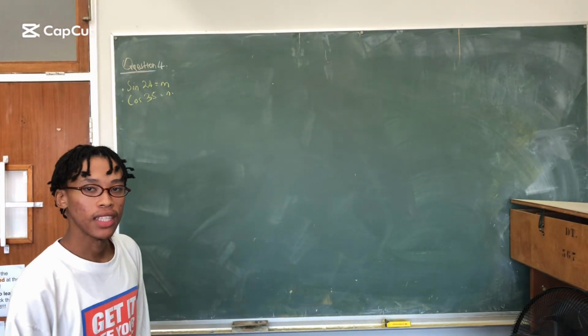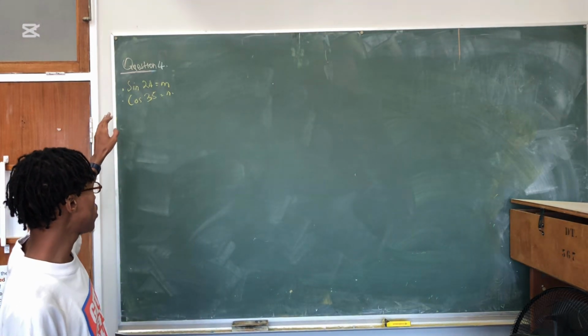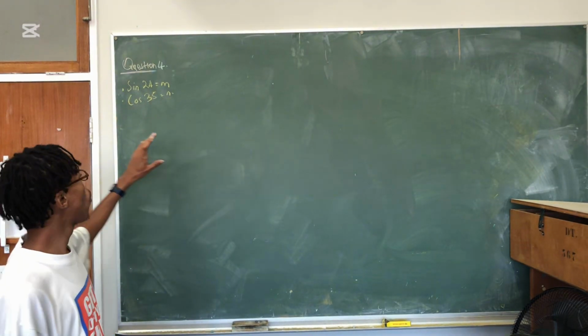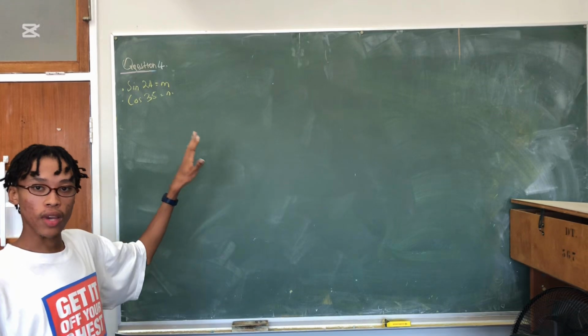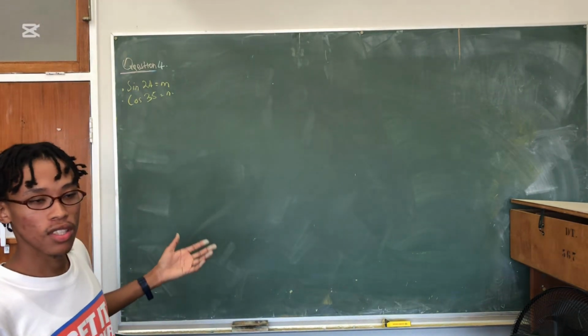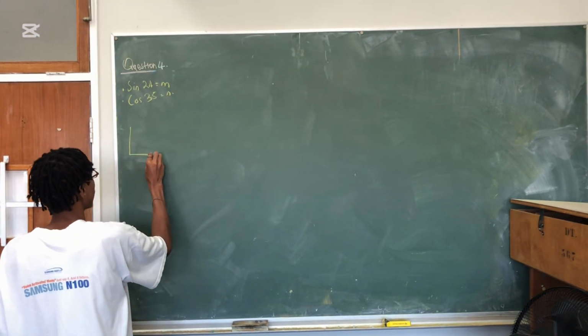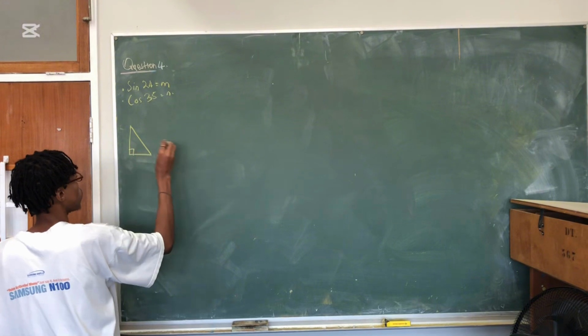For question 4, we've been given that sine 24 is equal to m, while cos 35 is equal to n. And this way of going around these questions is by drawing your diagrams first. We have two triangles.